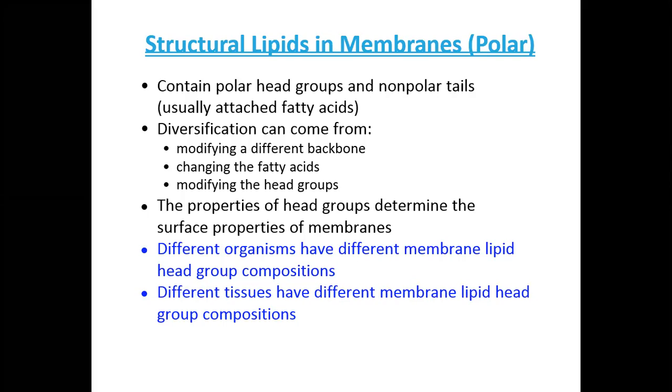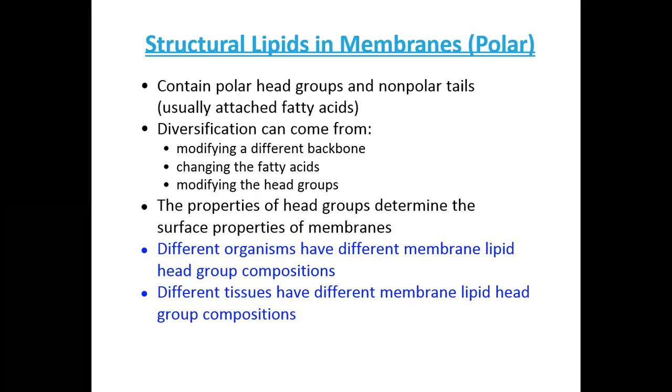Most of these lipids contain a polar head group and a non-polar tail, usually attached fatty acids. Diversification can come from modifying a different backbone, changing the fatty acids, and modifying the head group. So these are the three major reasons which can make the structural lipids diverse.